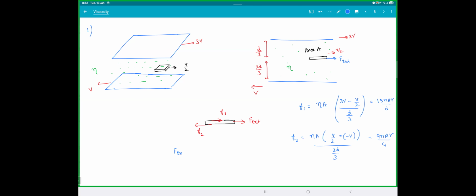So F external will be F2 minus F1. That would be 9 by 4 eta AV minus 15 eta AV by D. You will actually get a negative sign. The negative sign indicates that F external is not forward, it is actually acting backward.